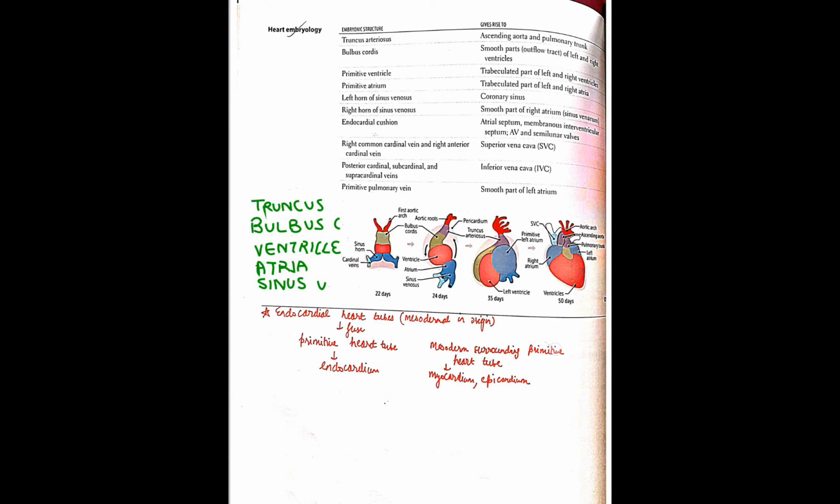So the primitive atria will form the trabeculated parts of the left and right atria. And sinus venosus: the left horn will form the coronary sinus and the right horn will form the smooth part of the right atrium. Smooth part of the left atrium is formed by the primitive pulmonary vein. Okay.